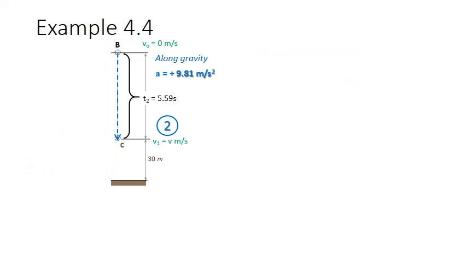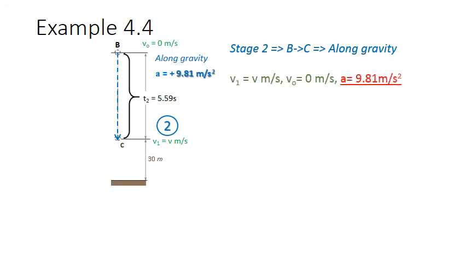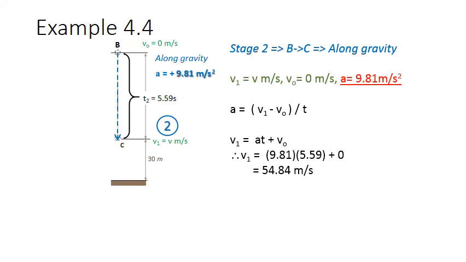For part C, what will be the velocity at point C? Again, this is the second stage of motion. Stage 2, B to C along gravity, pen down all the information that are given. Now we are trying to find the final velocity v1, which we put as v. With a simple utilization of the acceleration formula, we will be able to find v1. And therefore, v1 equals 54.84 meters per second.